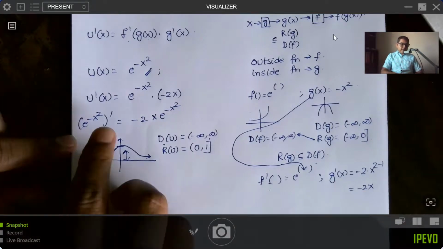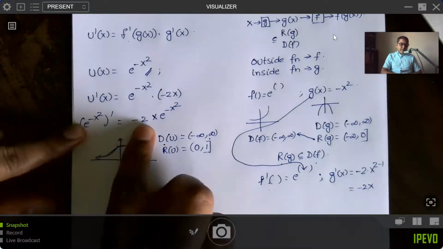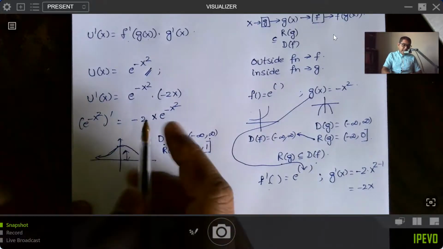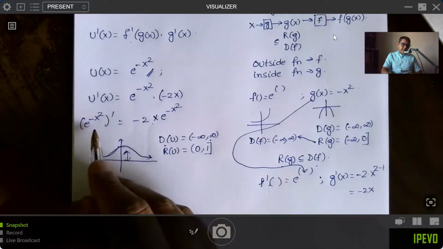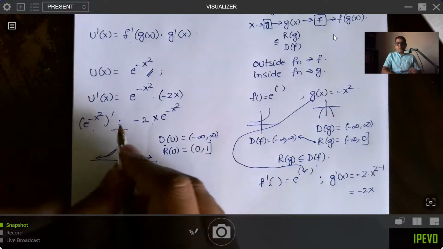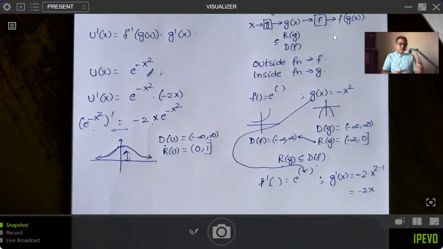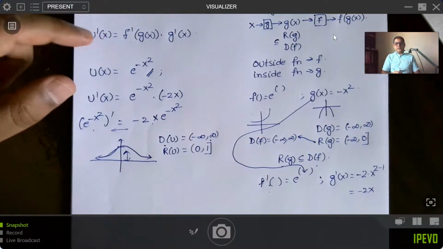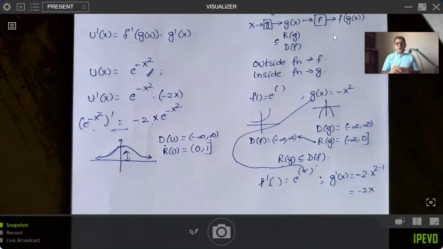So the derivative of e to the negative x squared is negative 2x e to the negative x squared, and the integral of negative 2x e to the negative x squared is e to the negative x squared. If you want to find the integral, you use a u substitution, which is in a sense the opposite of the chain rule. That is one of the important applications which you will study in this course itself. So it is a very, very important section.